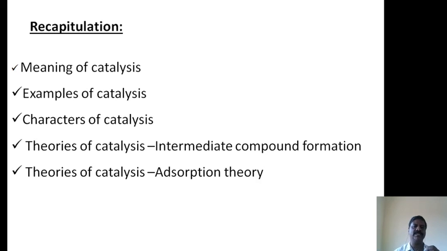Now, so far we have discussed the meaning of catalyst, then examples of catalysis, then characters of catalysis, then theories of catalysis: the intermediate compound theory and the adsorption theory. We have already discussed these one by one, so you have already understood this session very well. Therefore, I will ask some questions. Please give the right answer.